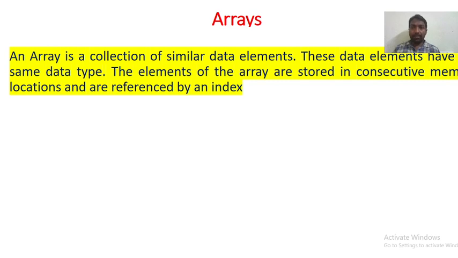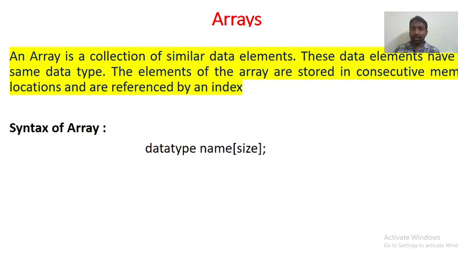An array is a collection of similar data type elements. These data elements have the same data type. It means in an array we store only similar data type elements, and those elements are referred to by an index. Let us see an example syntax of how to create an array.